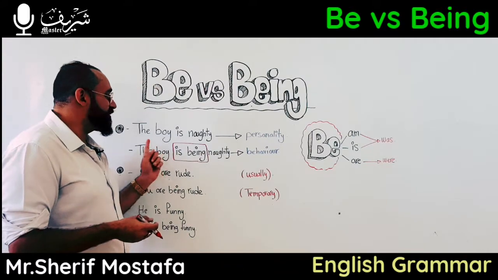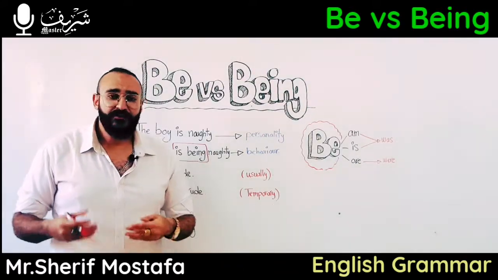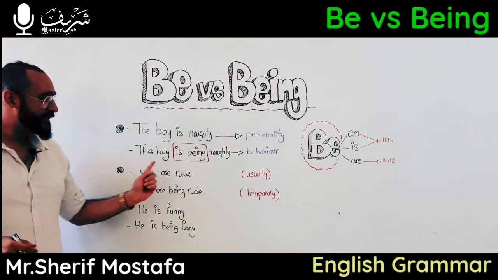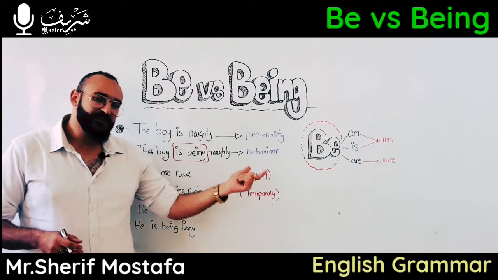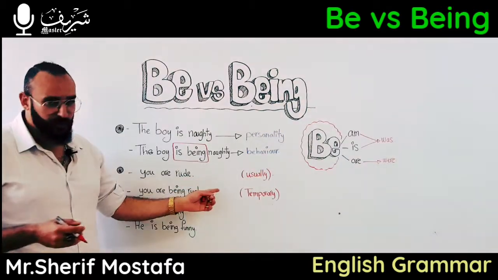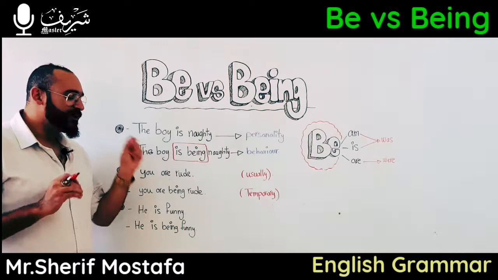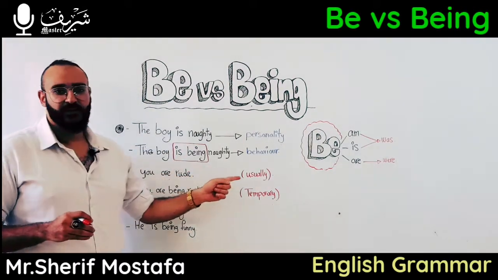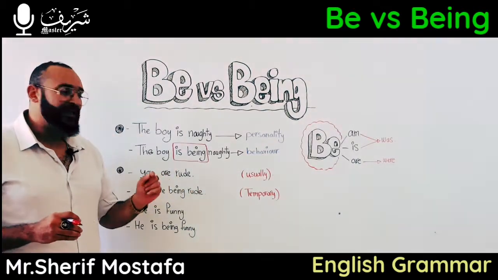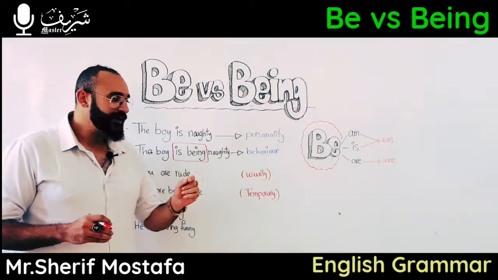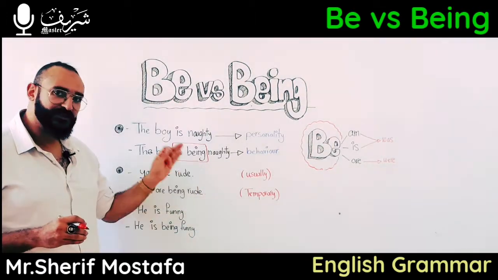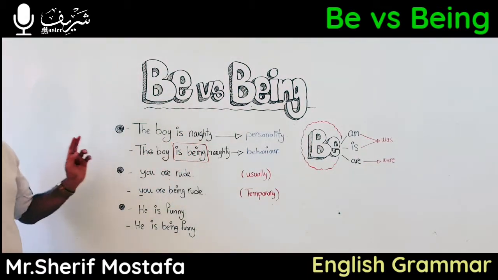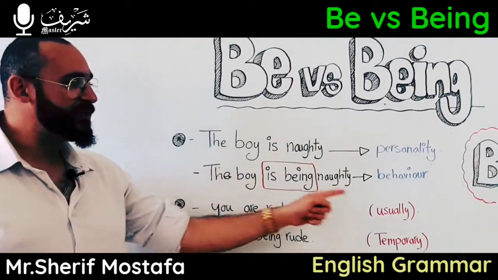The difference here is that the boy is naughty, this is the way he is, this is his personality, he is not acting. However, when we say he's being naughty, it's related to his behavior. He is usually polite and he's a good boy, but today, as a temporary situation, he's acting in a naughty way. So he's not a naughty person always, but in this situation specifically, he is acting as a naughty person. So here comes the difference between is naughty and is being naughty.